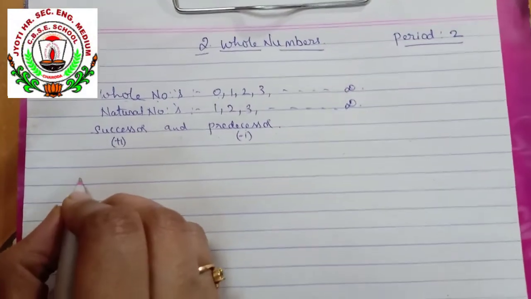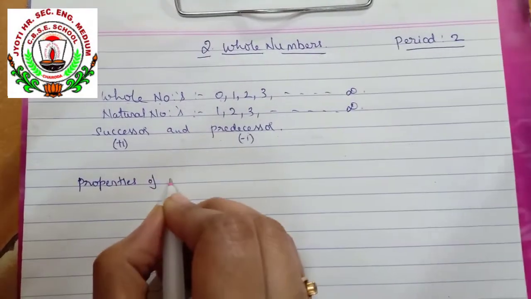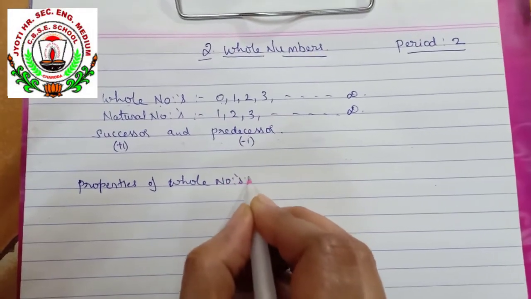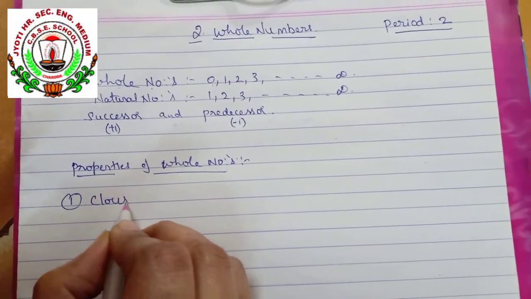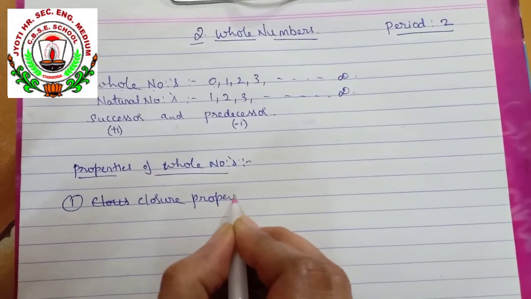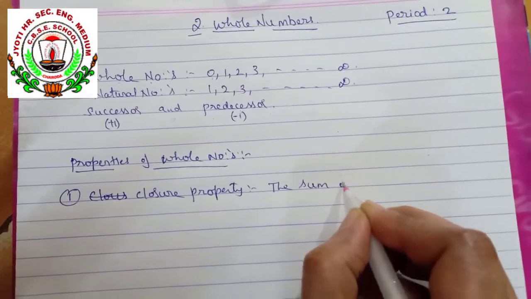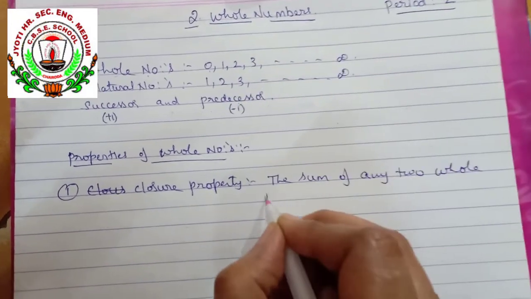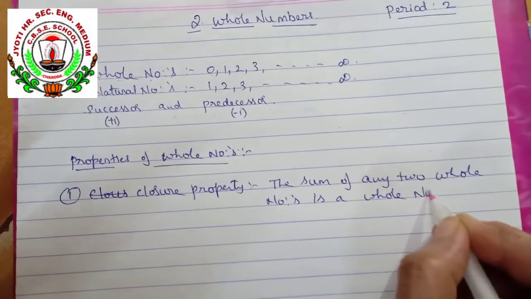Next, in this class we are going to learn about properties of whole numbers. The first one is the closure property. Closure property: the sum of any two whole numbers is a whole number.